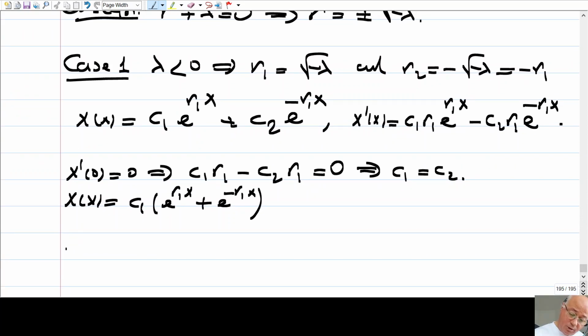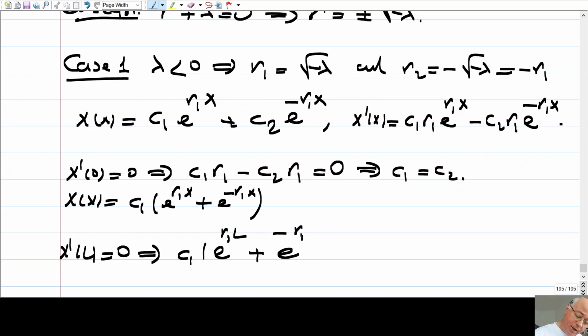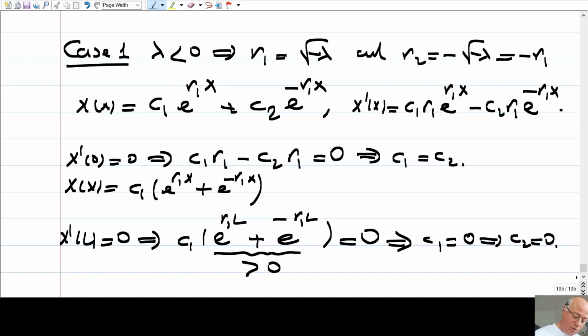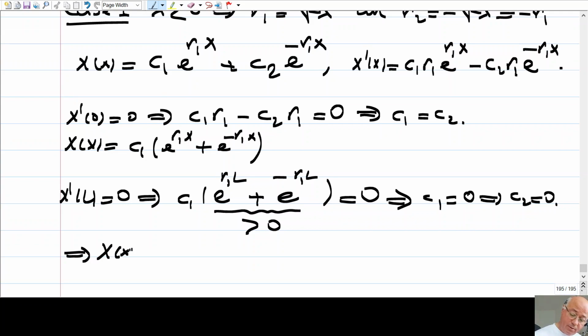What about the second condition? X prime L equals 0. This gives us, plugging in L, C1 times e to the power R1 L plus e to the power minus R1 L equals 0. Both of these are positive numbers. Therefore, from here C1 equals 0, so C2 is also 0. Therefore X of x is just the trivial solution. Trivial solution.